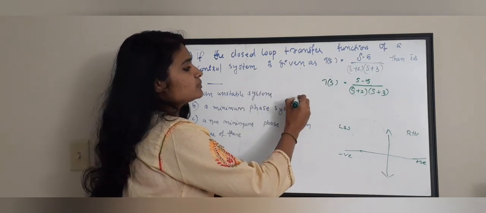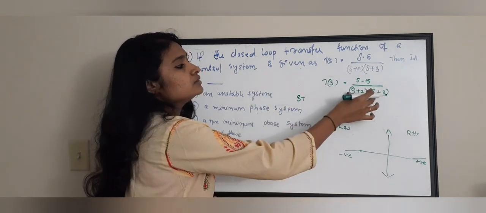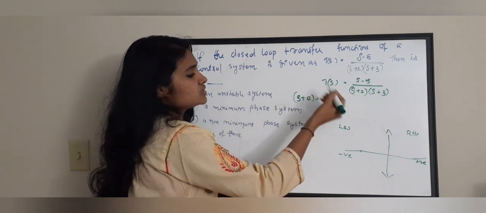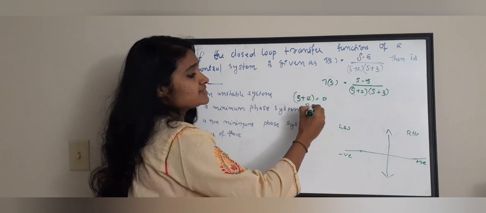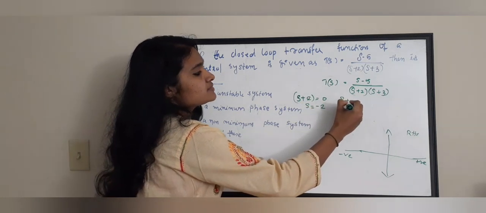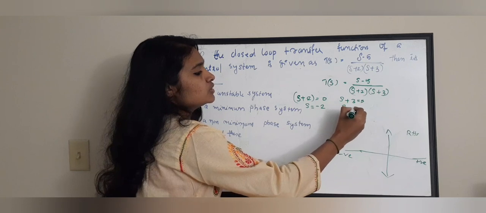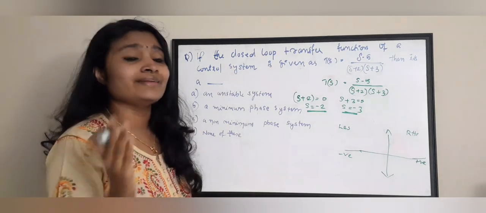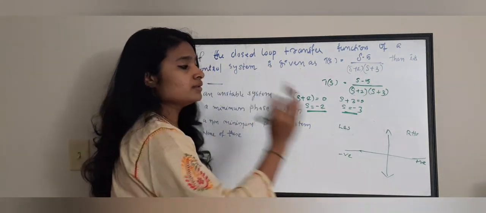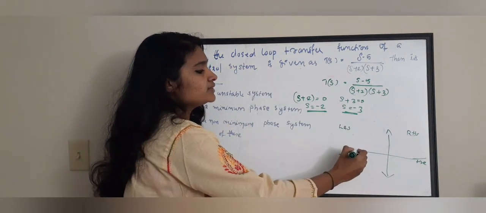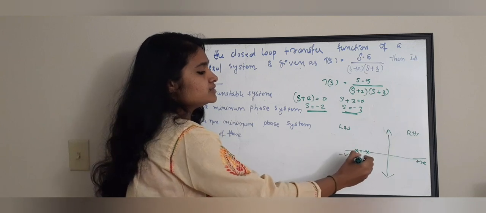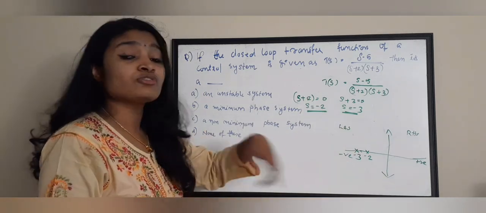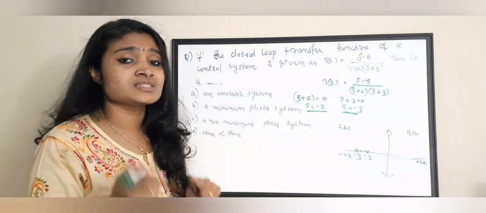So what I'm going to do is equate my denominator with 0. Equating the denominator to 0, s plus 2 equal to 0, or s equal to minus 2. Again, s plus 3 equal to 0 means s equal to minus 3, right? So s equal to minus 2 and s equal to minus 3, both values are negative, coming on which plane? Left hand side. So it is here and here. Let this be minus 2 and let this be minus 3. Then the poles are on which half of the plane? Left half of the plane. So is the system stable?